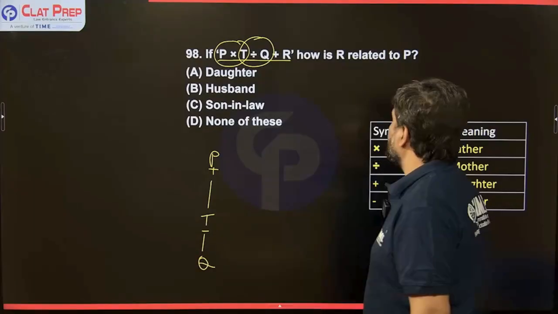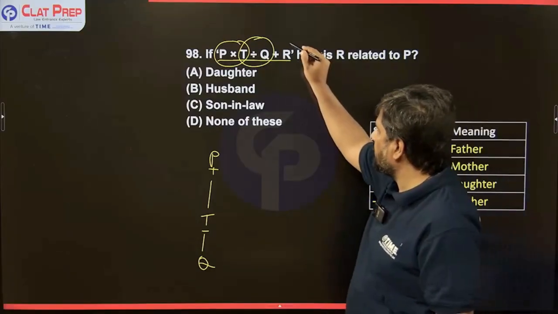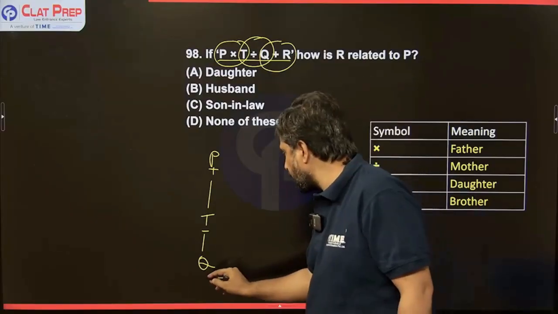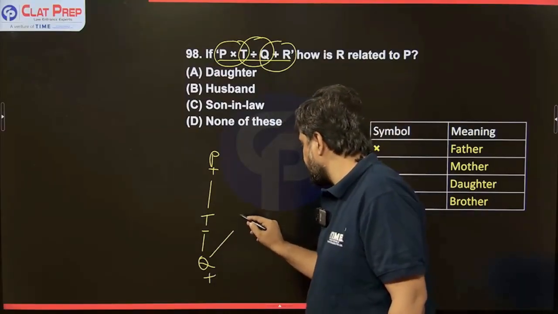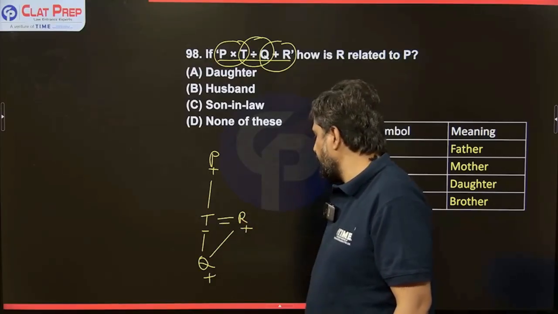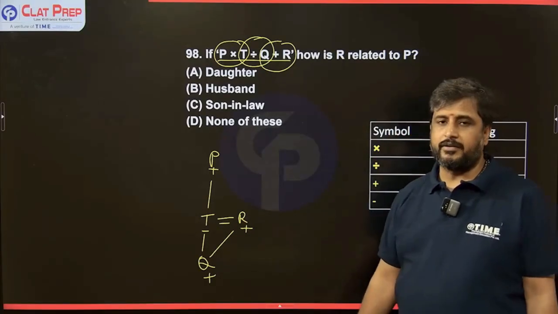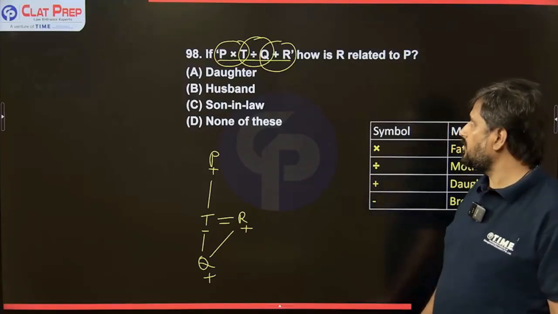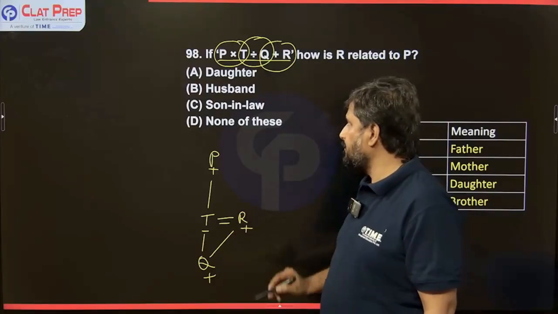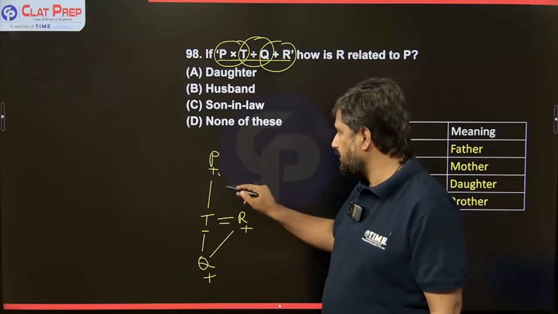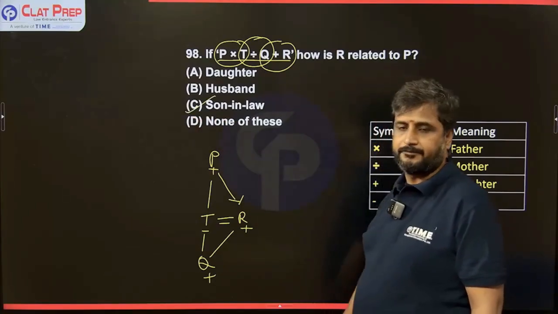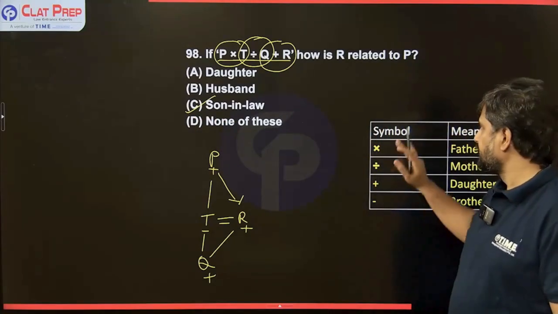Now the next one. Q plus R means Q was the daughter of R. So T and R are a couple. T is female, so R will be a male. Now this is the relation that we got from the family tree. But the question asked, how is R related to P? Daughter's husband will be son-in-law. So the answer to the question is son-in-law. Choice C. Fine. Let's see the next question.